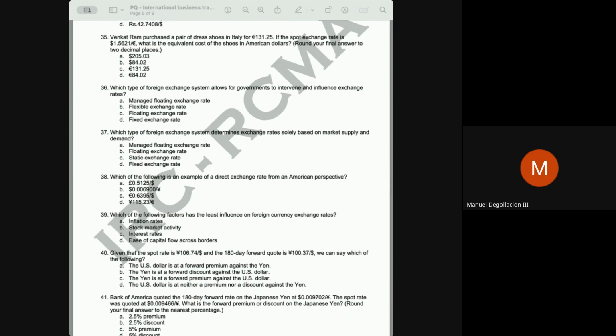37. Which type of foreign exchange system determines exchange rate solely based on market supply and demand? So the answer here would be your floating exchange rate.